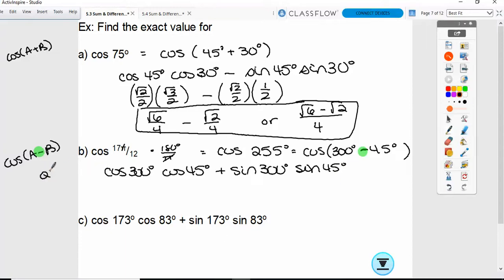Wait, 300, what quadrant is that? 4. Reference angle? 60. 360 minus 300 is 60. So in quadrant 4, is cosine positive or negative? Positive. And what is the cosine of 60? 1/2. Cosine of 45? Radical 2 over 2. Sine of 300. In quadrant 4, sine is negative, and the sine of 60 is radical 3 over 2. Sine of 45 is radical 2 over 2.